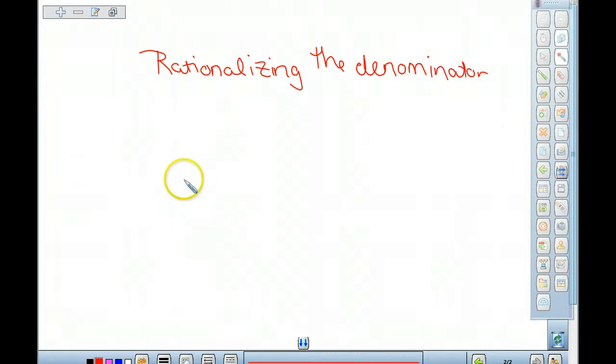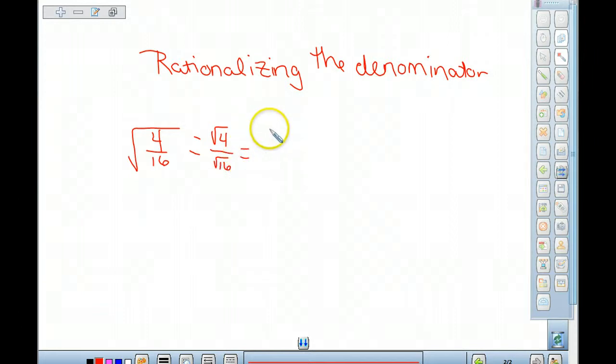Here's the deal. If I have the square root of 4 over 16, we learned that we can split this into 2 parts. We can go the square root of 4 over the square root of 16. What's the square root of 4? We've got 2 over, what's the square root of 16? 4, which we can then simplify into 1/2.